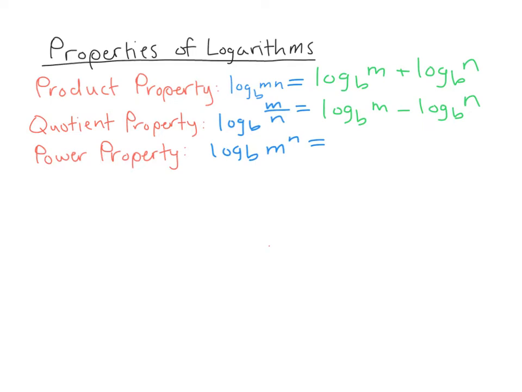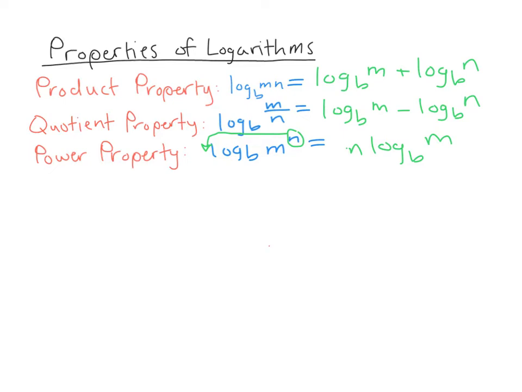Now, the power property, okay, commonly forgotten, but very much important. What we're going to do is we're going to take this value of n and we're going to bring it, okay, to the front. Now, some of you may know that already, but this property can be forgotten sometimes. So log base b of m. So notice how the n is now in front of the log now, okay? So with those three properties, we're going to go ahead and start, I guess, applying them to some real examples.